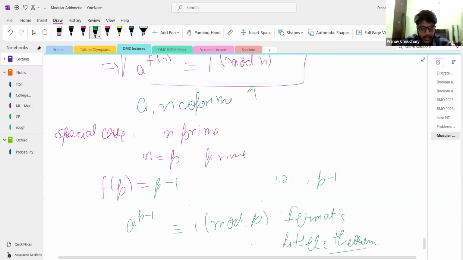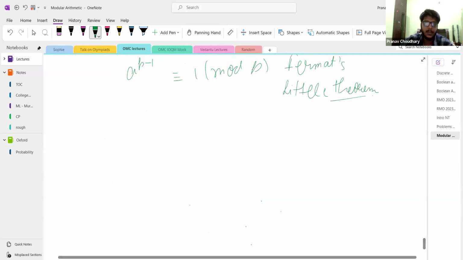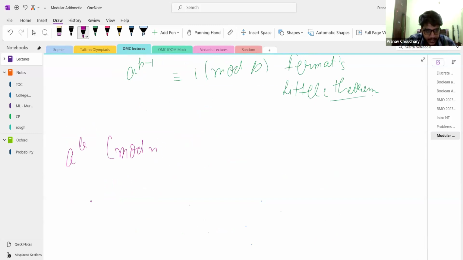Okay. I think that is almost all the theory that I wanted to do. There is one more small thing. Suppose you need to find a to the power b modulo n. We know how to work with a mod n, but suppose b is a very big exponent. I need to find a way to work with exponents as well, right?